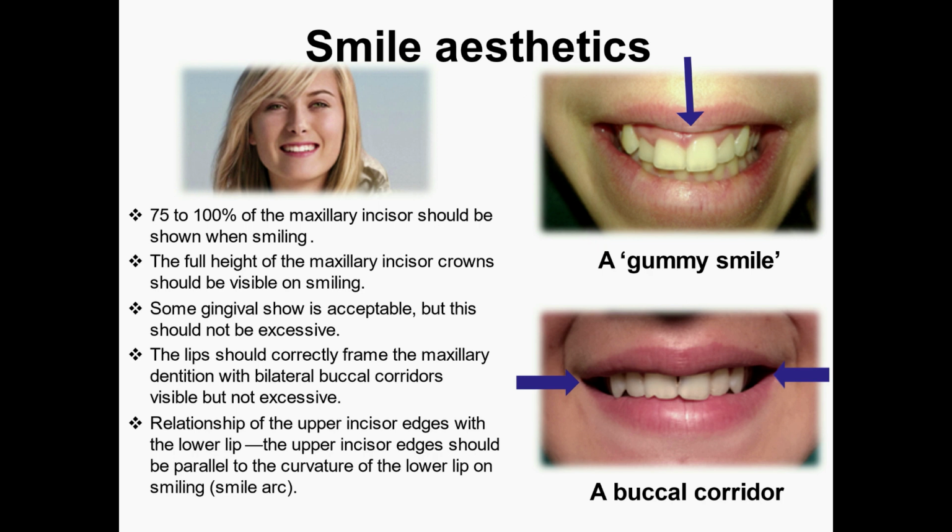Relationship of the upper incisor edges with the lower lip. The upper incisor edges should be parallel to the curvature of the lower lip on smiling. This is known as the smile arc. Flattening of the smile arc will result in a less attractive smile, which can also be associated with premature aging.